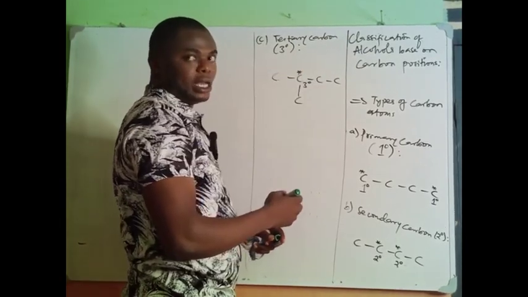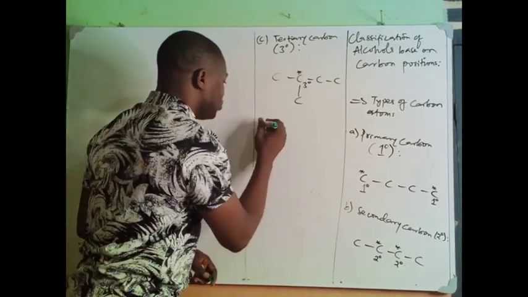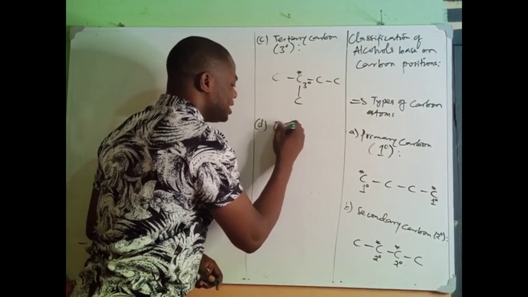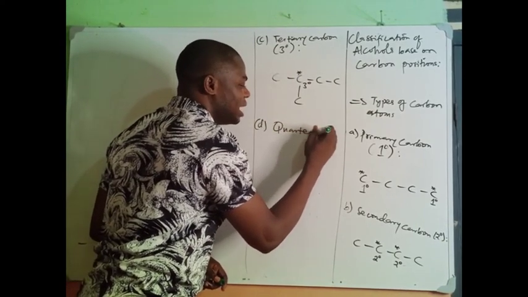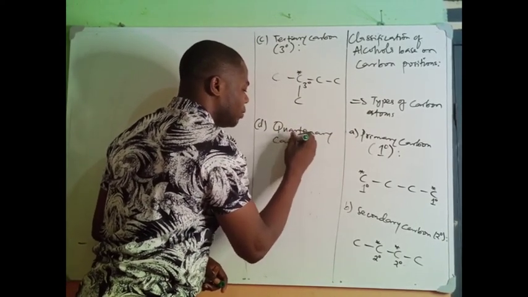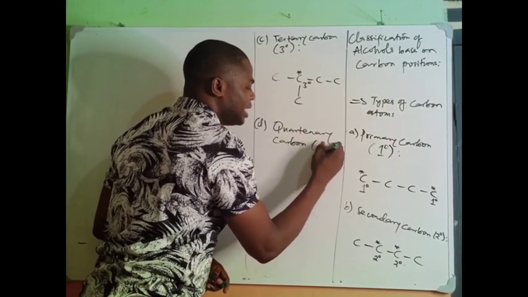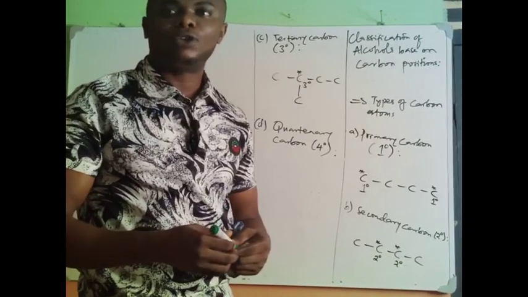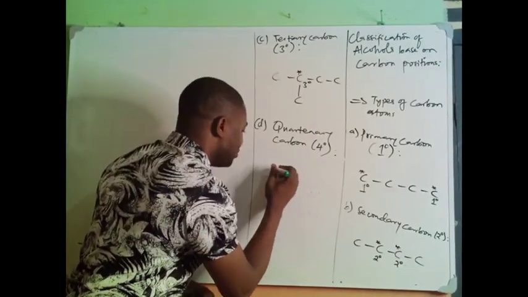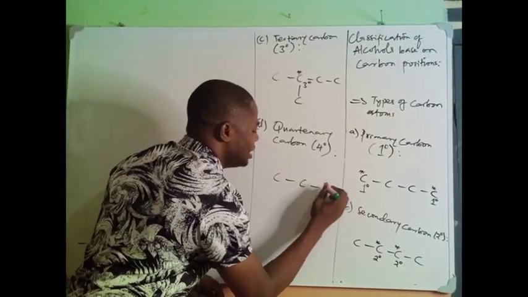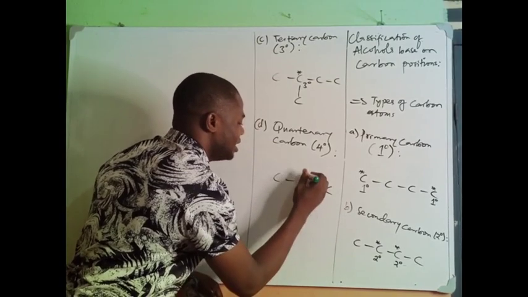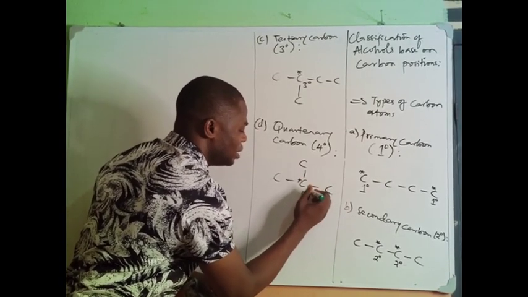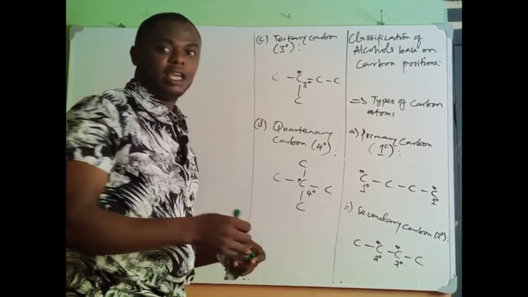That is 3 degree. Then we talk about the fourth one, the D, that is quaternary carbon. Quaternary carbon is that carbon atom that has 4 other carbon atoms attached to it. The example of quaternary carbon, you have something like this. So this carbon is quaternary, that is 4 degree.